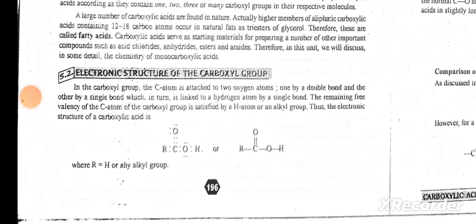Electronic structure of the carboxyl group. In the carboxyl group, the C atom is attached to two oxygen atoms, one by a double bond and the other by a single bond, which in turn is linked to a hydrogen atom by a single bond. The remaining free valency of the C atom of the carboxyl group is satisfied by a H atom or an alkyl group. Thus, the electronic structure of a carboxylic acid is as shown, where R is equal to H or any alkyl group.